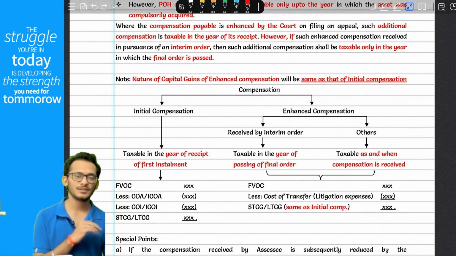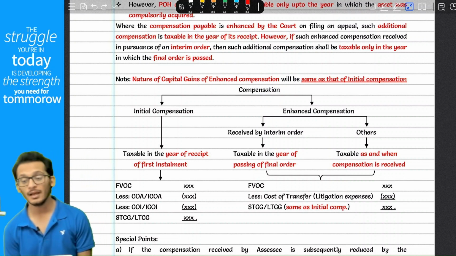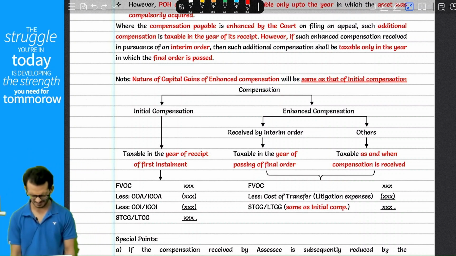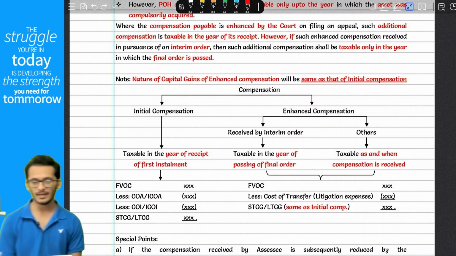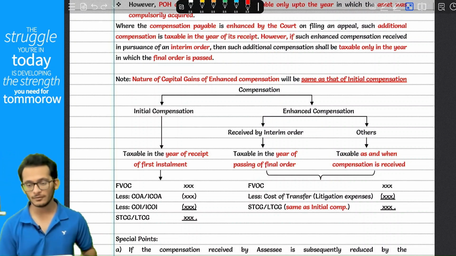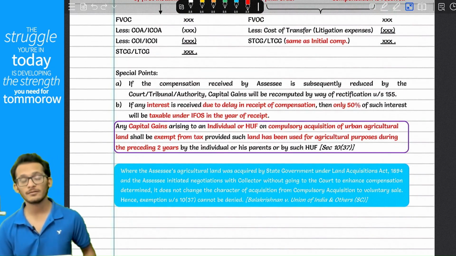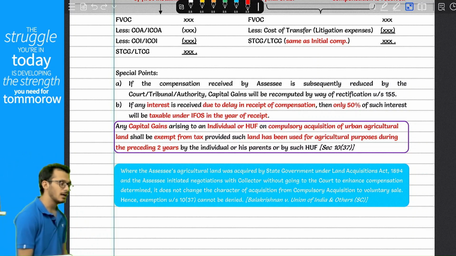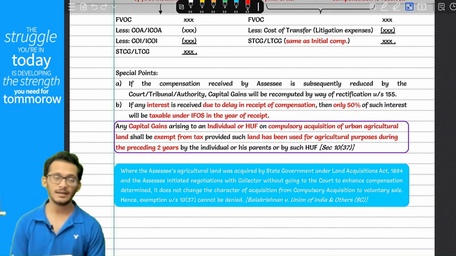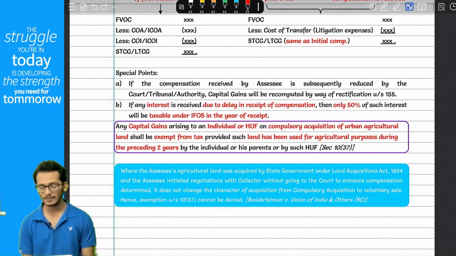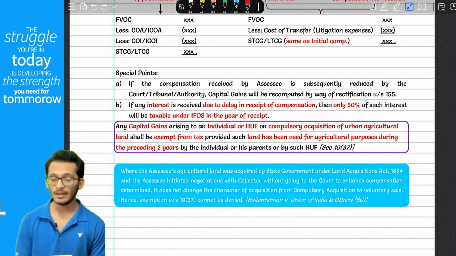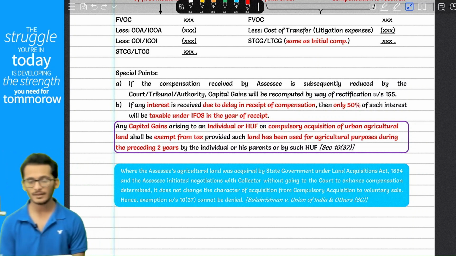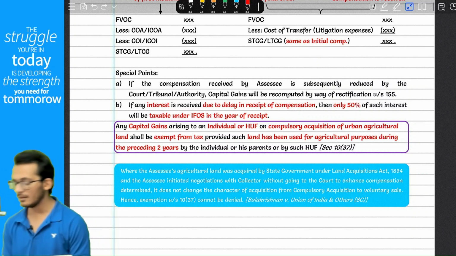Yes. Next, the provisions say that if at all you are going to receive any enhanced compensation, any interest which you have got along with this enhanced compensation will be taxable under the head IFOS, with an exemption of 50% of the money received. Second exemption says that if at all you are having any agricultural land, and that agricultural land has been acquired by the government when you are an individual or a HUF, the agricultural land will not be taxable under the head capital gains.